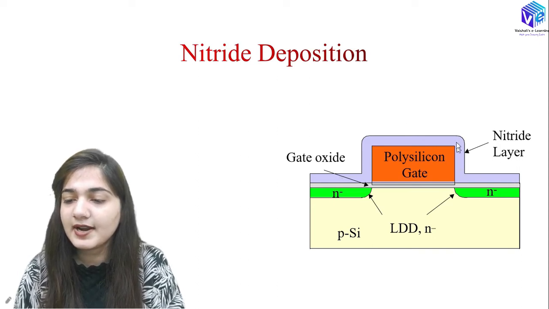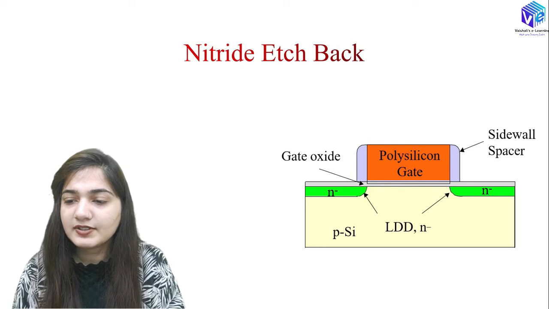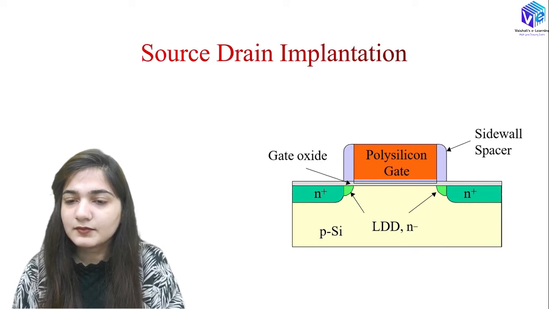So this is the silicon nitride layer above the polysilicon gate as well as the source as well as the drain. After that we are going to the nitride etchback. So here I have removed the nitride from the upside as well as from above the source and drain, so here you can see we have formed the sidewall spacer, right? So you can see after that we can have the source and drain implantation.